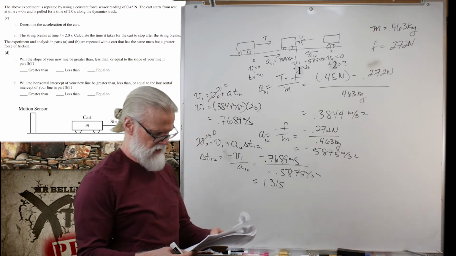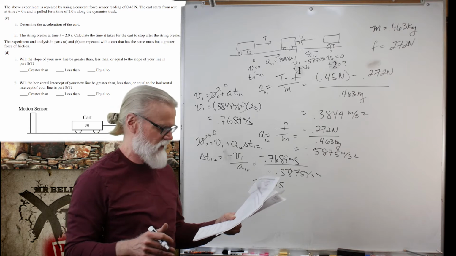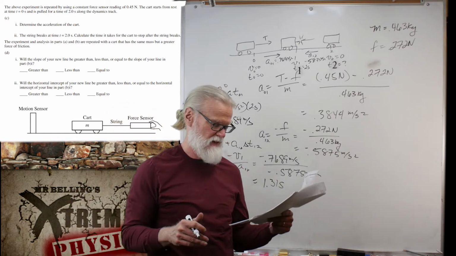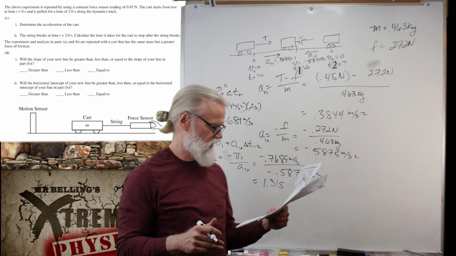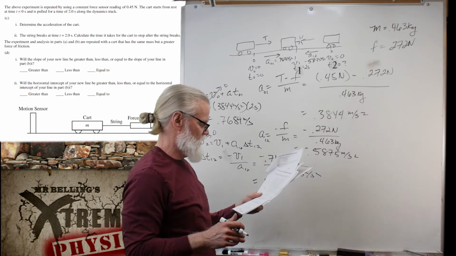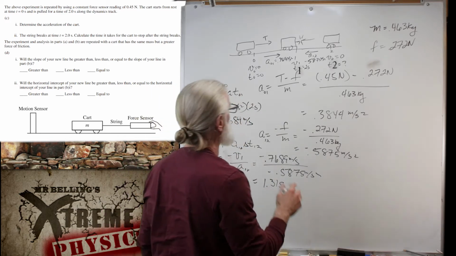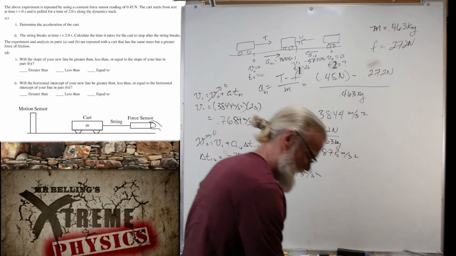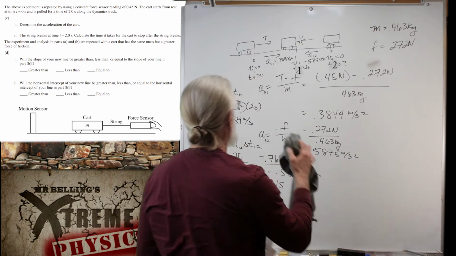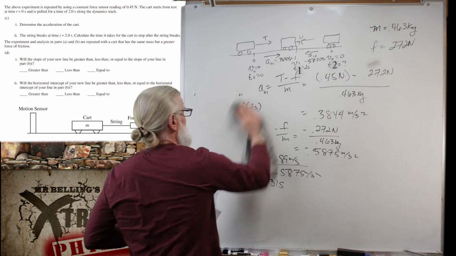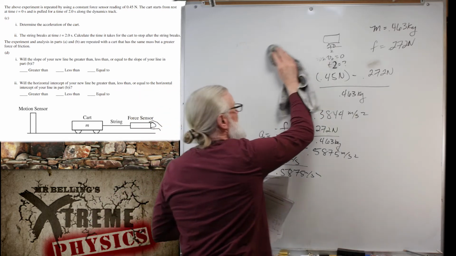The experiment and analysis in parts A and B are repeated with a cart that has the same mass, but a greater force of friction. Will the slope be greater than, less than, or equal to? Too bad I erased everything. I need a bigger board. I gotta recreate some stuff. Let's get rid of all this stuff.